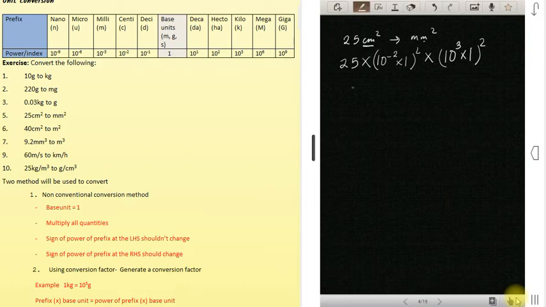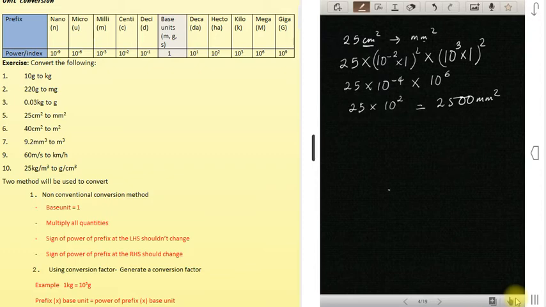Now this gives me 25 times 10 to the power of minus 4. Whatever I multiply by 1 gives me that number, times 10 to the power of 6. And I have 25 times 10 to the power of 2, which is the same thing as 2500 millimeter square.